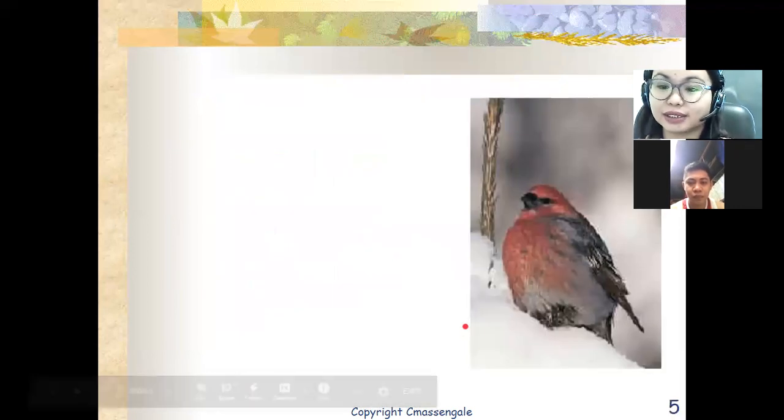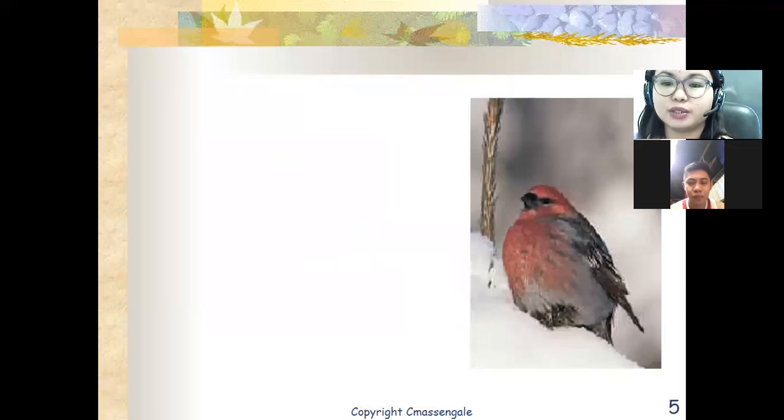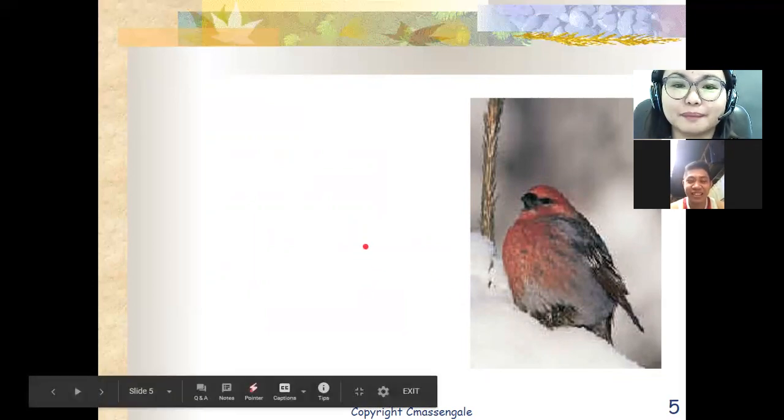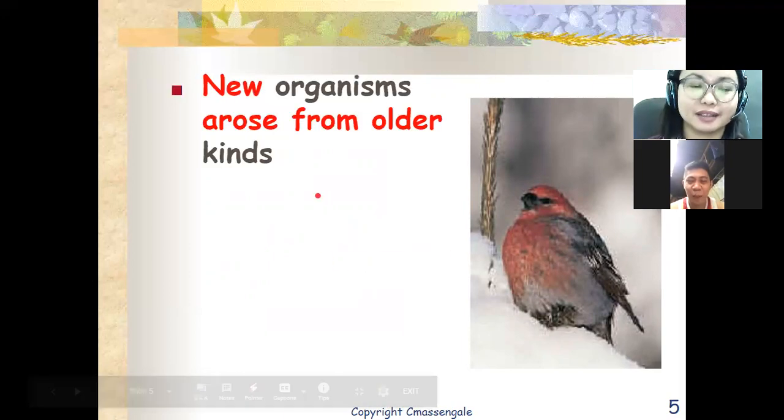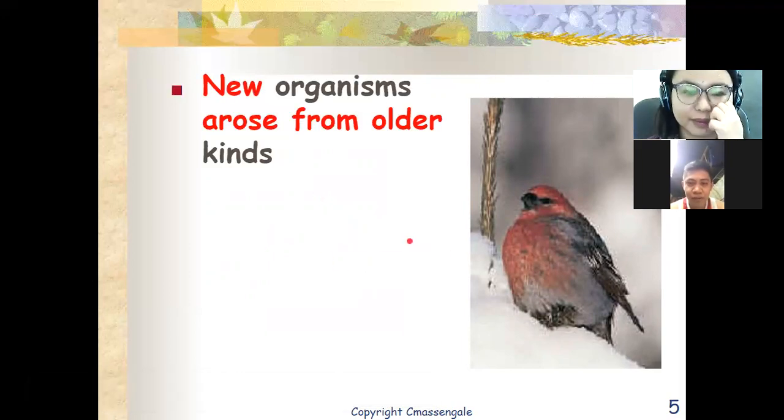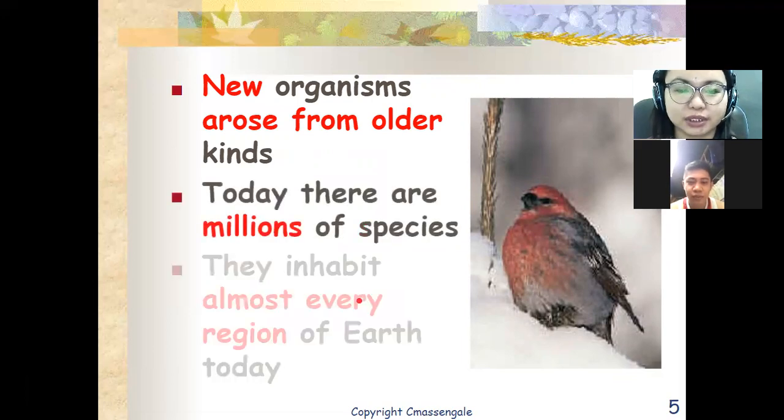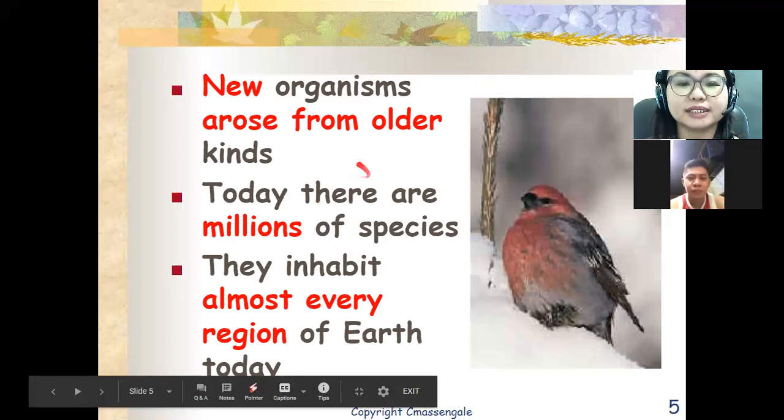Humans, what's the scientific name for human beings? I forgot, ma'am. Anyway, we will come to that. So we came from the apes, right? From the monkeys. That's what evolution tells about us. The new organisms arose from older kinds. Today there are millions of species already, and they inhabit almost every region of Earth.